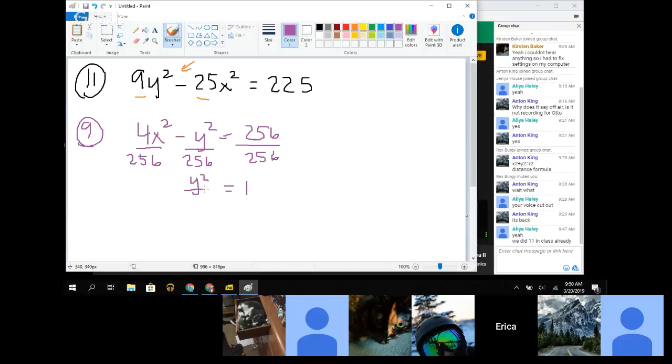This is y squared over 256. And this is, let's see, 64. Okay, so this is a hyperbola. Yes, this is a hyperbola. Sorry, I was side calculating here. What is the square root of 256? I don't know that one off the top of my head. 16. It's 16. Okay.